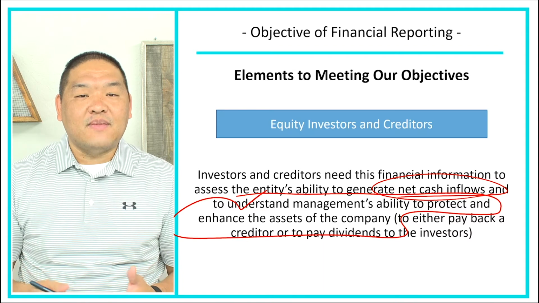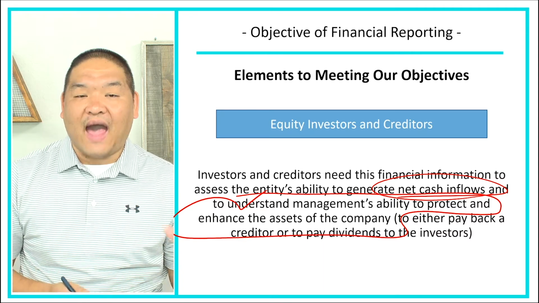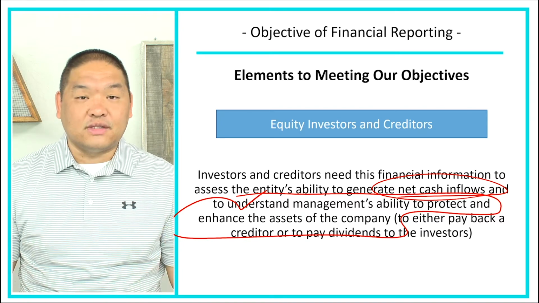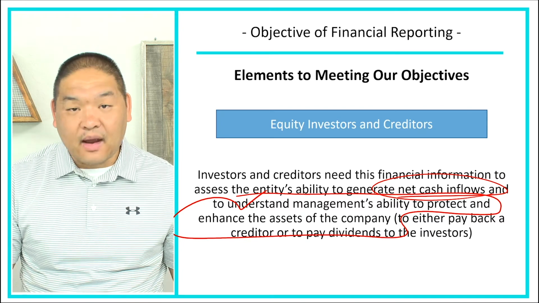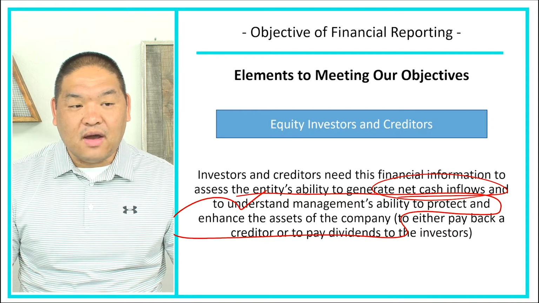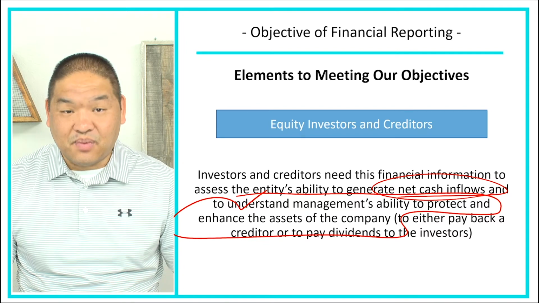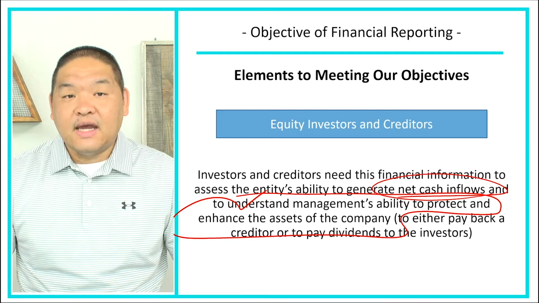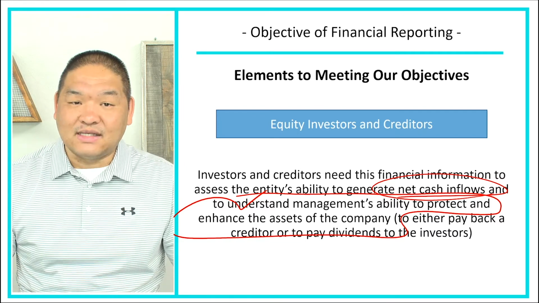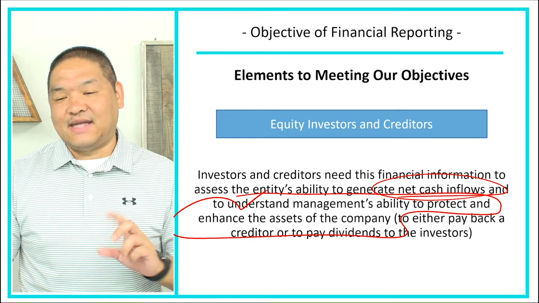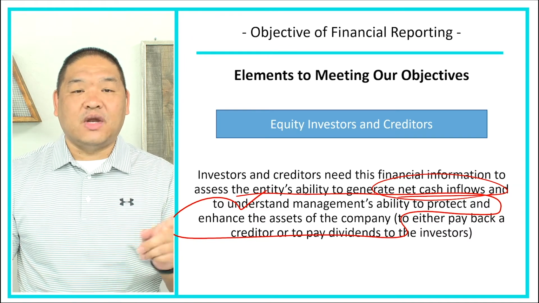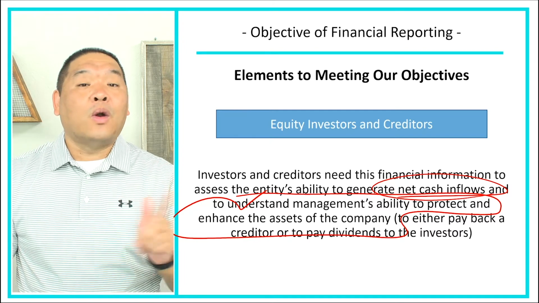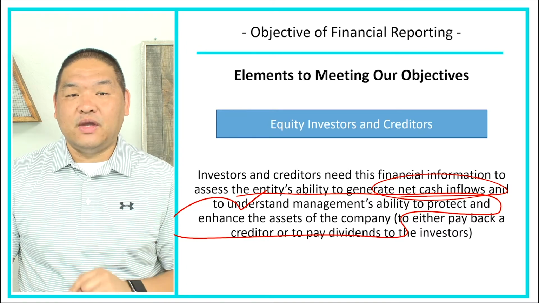The second part here is to understand management's ability to protect and enhance the assets. If we really think about it, a company has tons of assets. The question is, are they protecting those assets or do they not care? For instance, airlines have tons of airplanes. Those airplanes can cost $30, $40, $50 million. Are they protecting those assets? How are they protecting those assets? Now, let me be straight here. We're not going to find that in the financial statements. We're not going to find, oh yeah, we're protecting our planes by doing this.